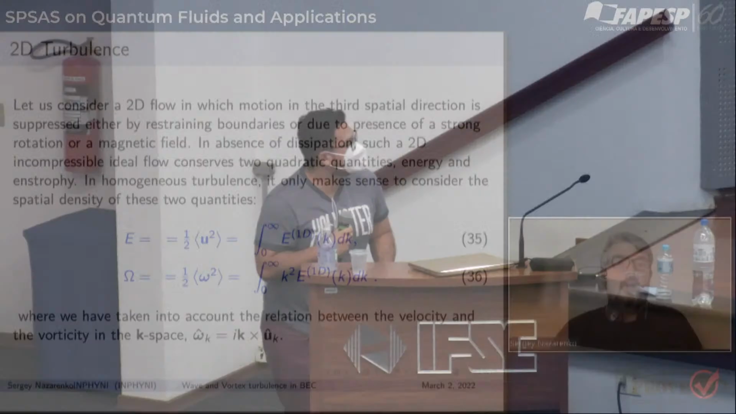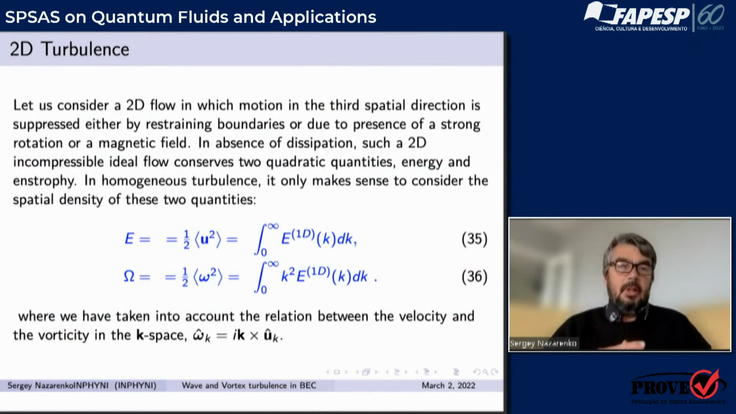Okay, thank you. So at the end of the last lecture, we stopped by deriving the famous Kolmogorov-Obukhov theory, in particular the famous k to the minus 5/3 spectrum. Now let me proceed to consider two-dimensional turbulence.